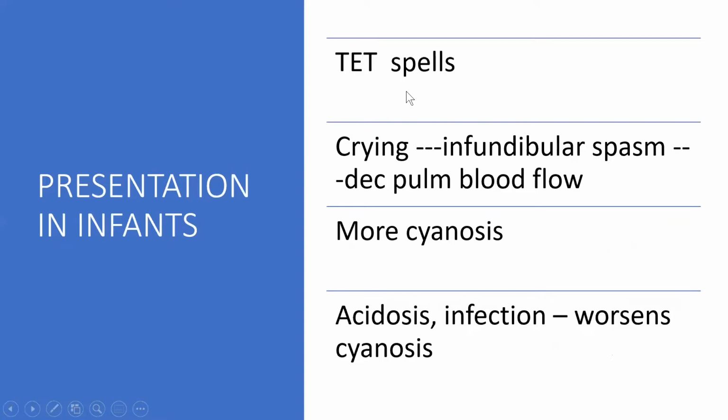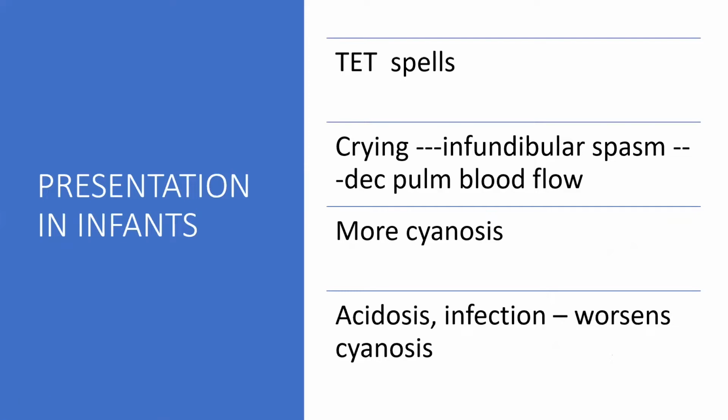So the presentation in children is what we call tetralogy of Fallot spells. They're called TET spells. Crying causes infundibular spasm, decreases the pulmonary blood flow, more cyanosis. And acidosis or infection worsens the cyanosis because they all trigger off infundibular spasm.